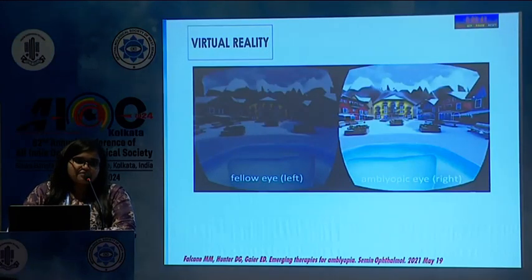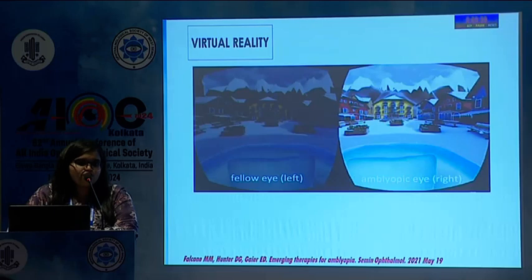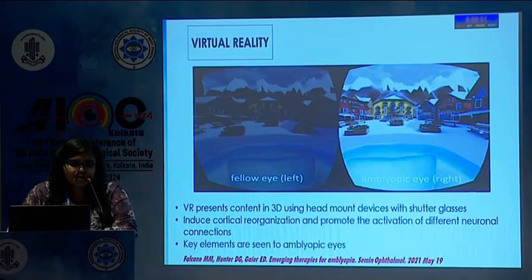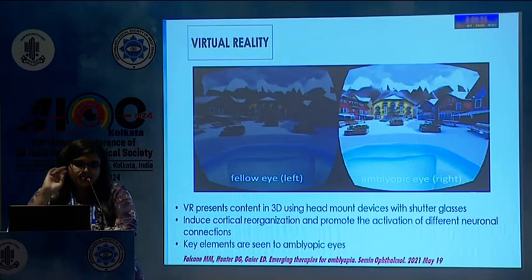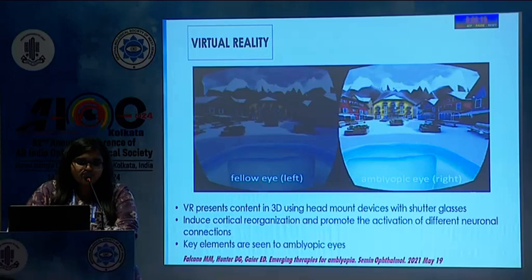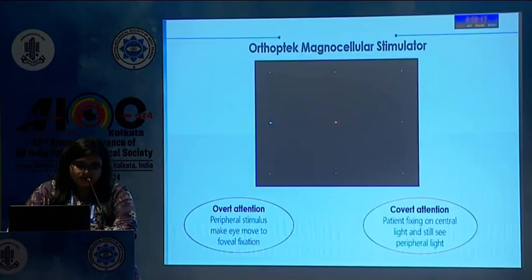In the previous treatments, we saw that we only provided a 2D environment, but in virtual reality, we provide a 3D environment, and the patient is given 3D head mounted devices. Similar images are provided to both eyes with some dissimilarity of contrast, and the patient is asked to fuse the image. The key element was only shown to the amblyopic eye.